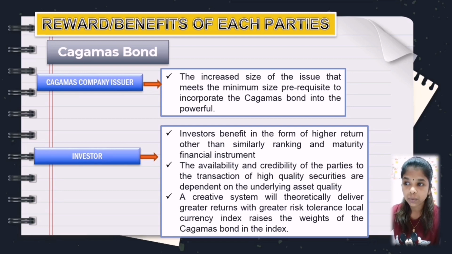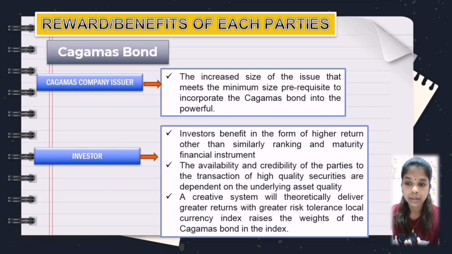First, for the Cagamas bond, the Cagamas company issuer, the increased size of issue meets the minimum size prerequisite to incorporate the Cagamas bond into the index. Next, for the investor, the benefit is a higher return than a similarly ranked and maturity financial instrument.